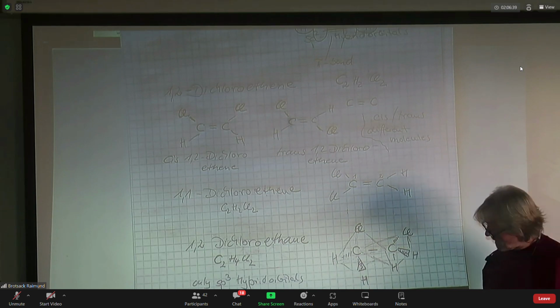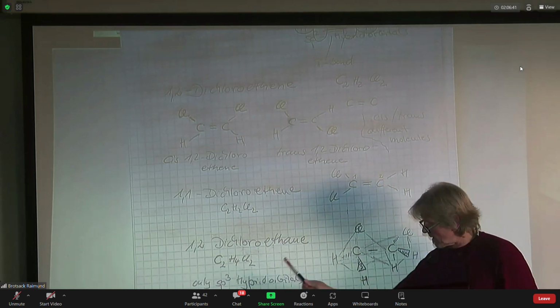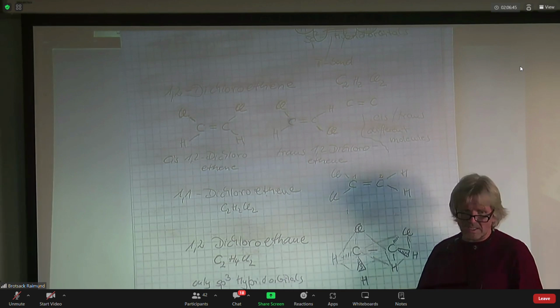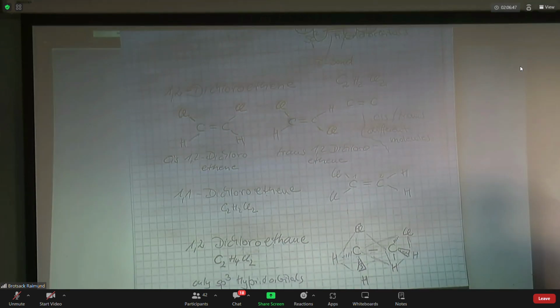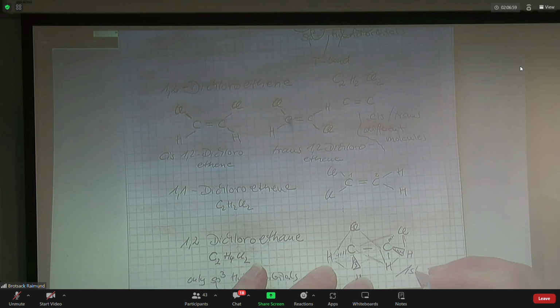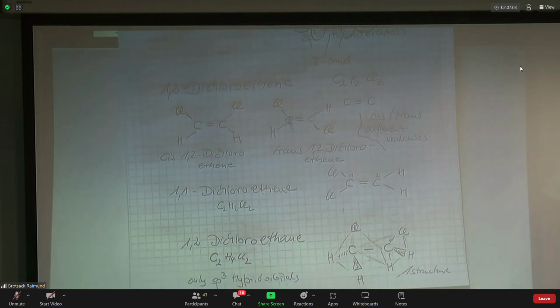Of course, in the 1,1-dichloroethane, then it's another one. But here we do not have these cis and trans options because we can rotate. Please keep that in mind. Here we just have one structure, only one structure. For this, here we have two for the cis and trans.